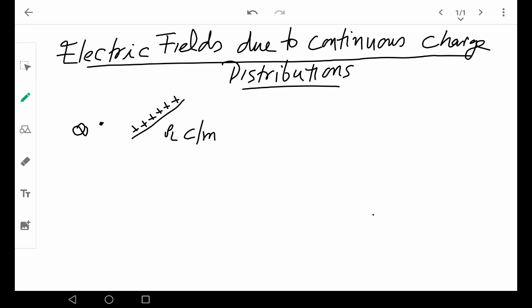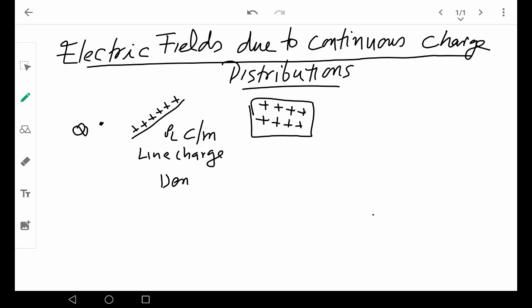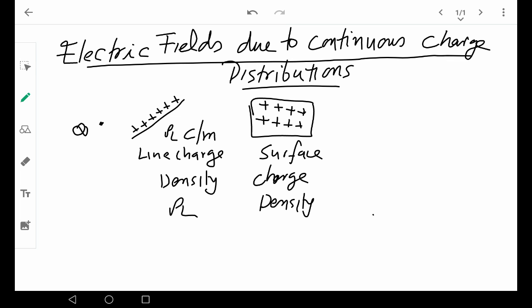Similarly, you can have a surface charge. You can take a surface like this, and on the whole surface you may have charges. And you can talk about a surface charge density. This is line charge density, rho L. And here you have surface charge density, given by a particular value rho s coulombs per meter square.